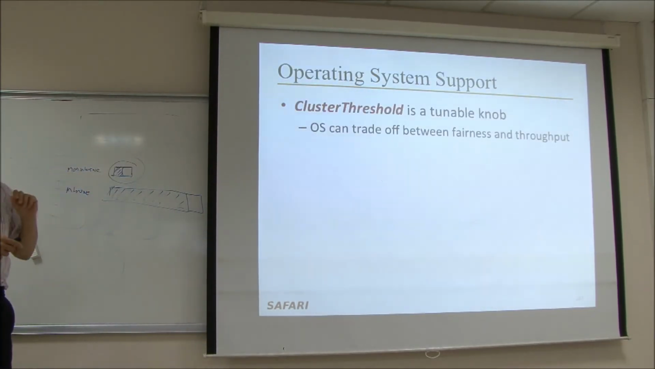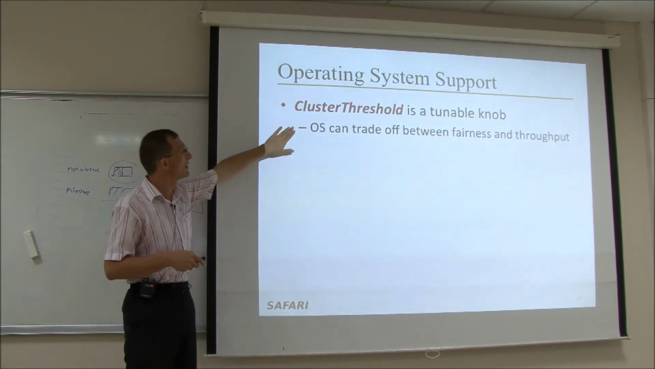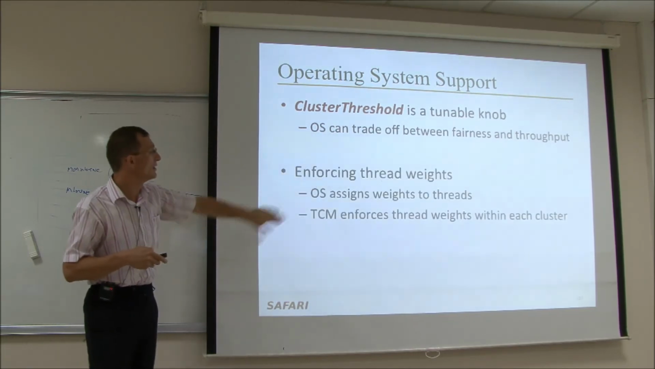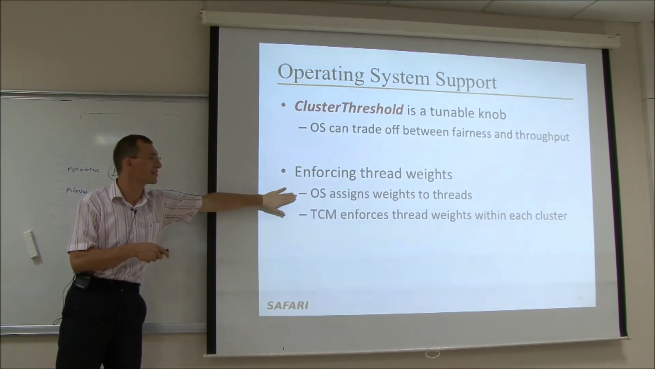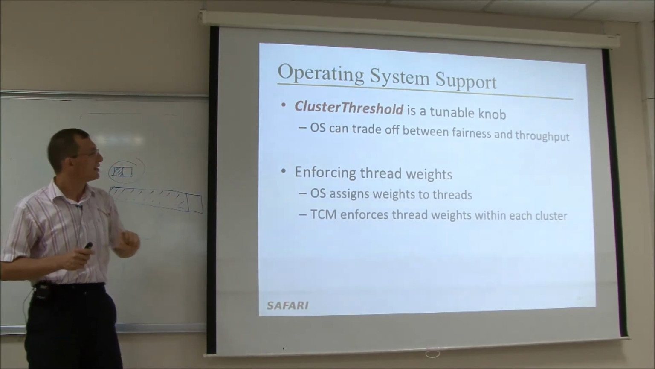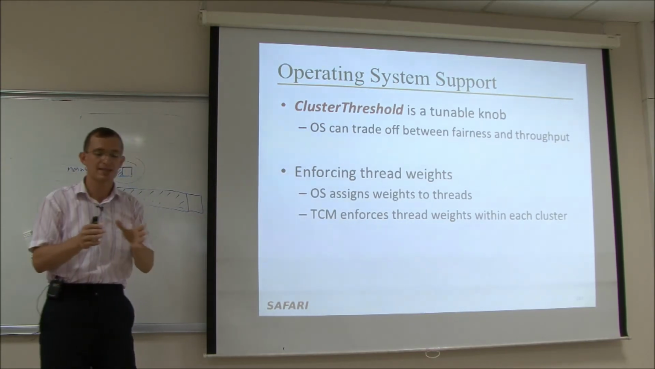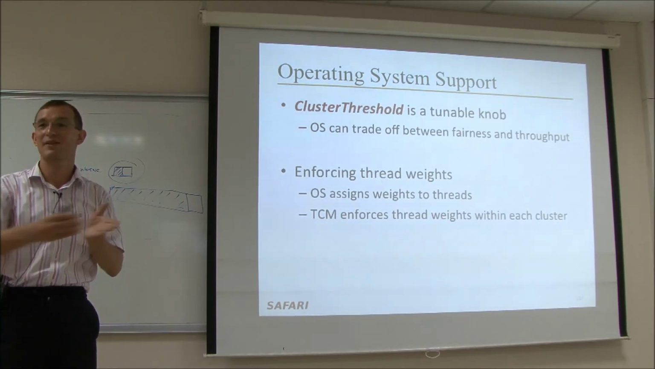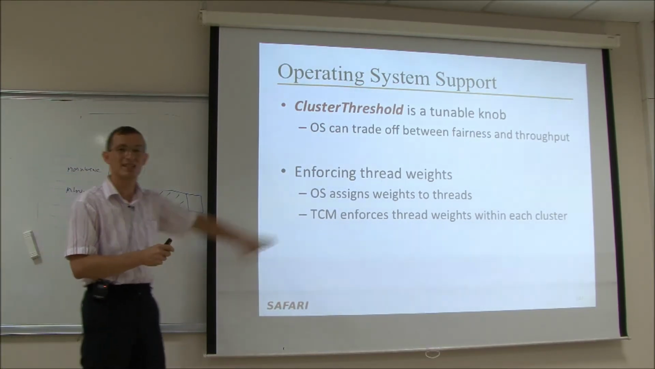What is the operating system support we provide with this scheduler? This cluster threshold is a tunable knob, and the OS can trade off between fairness and throughput. We also have support for enforcing thread weights. Again, the operating system assigns weights to threads, and the thread cluster memory scheduler enforces thread weights within each cluster. And it turns out, even if a thread has low priority, but it's not very intensive, you can still prioritize it without affecting anything else in the system. If it's not intensive, you would like to prioritize that thread because it doesn't affect anything else. I think that's one of the key insights here.